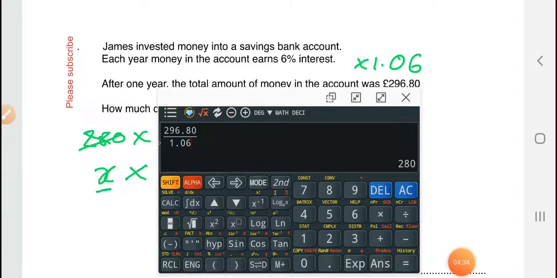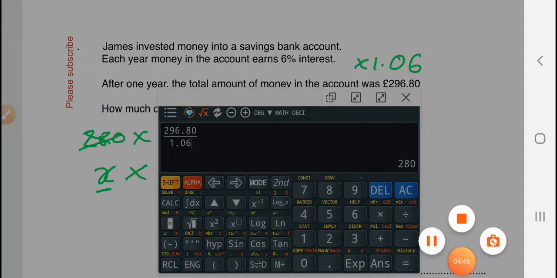As you can see on my calculator screen, I've got £296.80 as the numerator and 1.06 as the denominator, and the answer, as you can see, is £280. So that's the other way of doing this type of question.